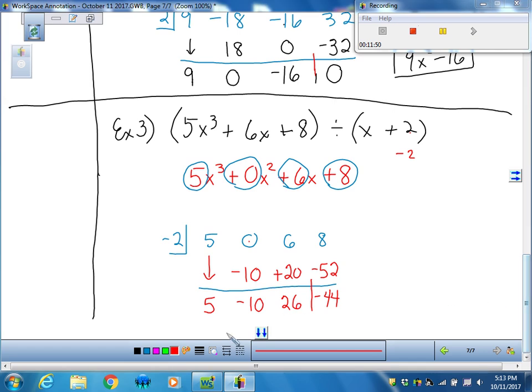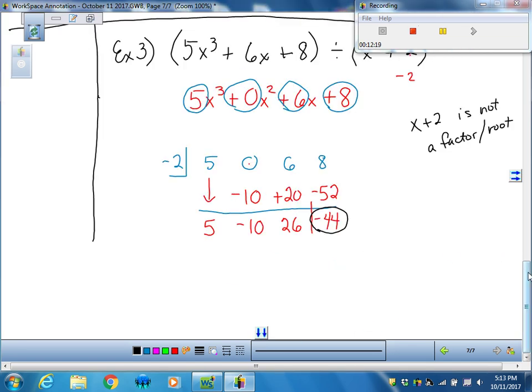And you'll notice that this time we have a remainder. So what does that tell us about x plus 2? If you said that x plus 2 is not a factor, you are correct. Because it does not go in there cleanly, because I've got a remainder, x plus 2 is not a factor or a root of this polynomial.